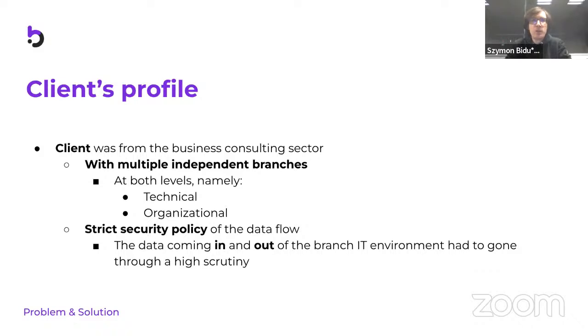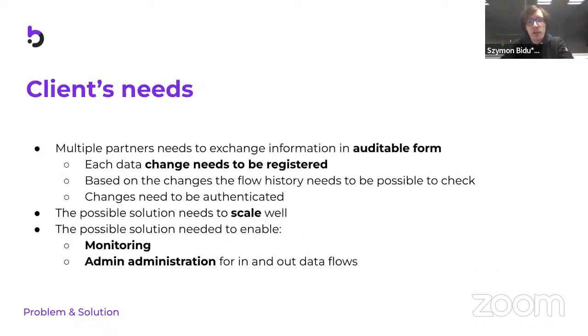As a result, there was a strict security policy when it comes to the flow of the information. So every flow of the information to each of the branch and out of each branch has to be registered. As a result, came the problem that the client came to us to resolve. So the client need was the following. We had several independent branches. We had to register the flow of information between them, and it has to be done in the auditable form.